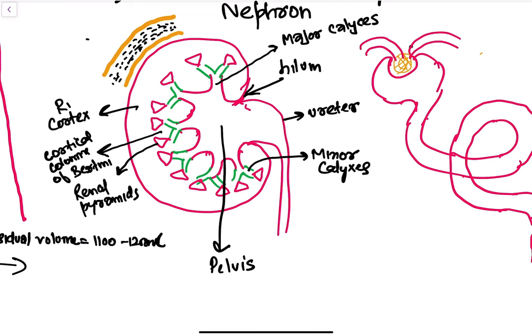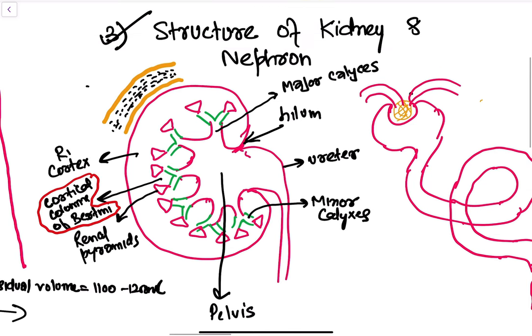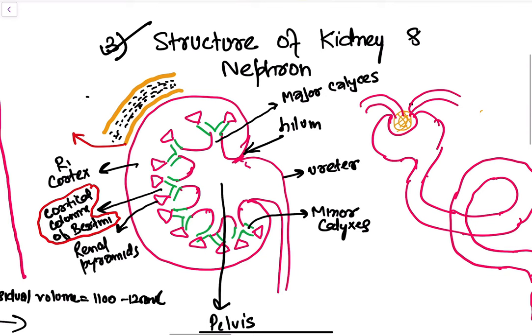This is a special point. You can be asked about these cortical columns of Bertini. These are areas of cortex between the pyramids. Now this covering is called the renal capsule. This is renal fat. And this is renal fascia. These are the three coverings: capsule, fat, and fascia.